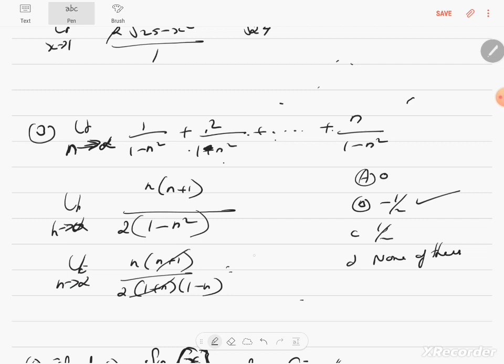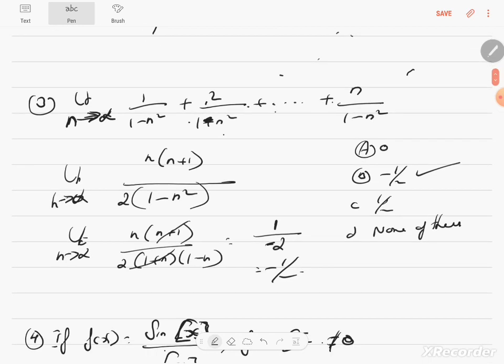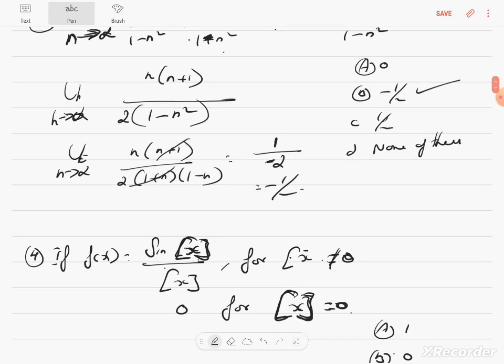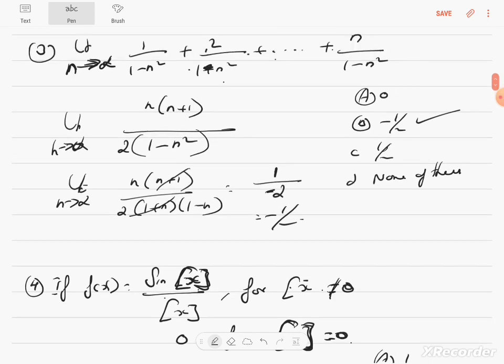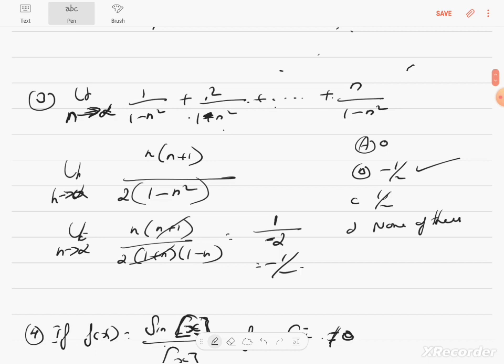There's a trick. Just write the coefficients of the highest powers, or in other words differentiate the numerator and denominator. If you apply L'Hopital rule, this will become 1, and when you differentiate the other you'll get minus 2. Or in other words you can take the highest power of the numerator and the highest power of the denominator and write it as the answer. In fact you shouldn't say differentiation. When n is tending to infinity, we just take the highest powers of the numerator and the denominator and write the answer. I hope it's clear. So let's go to the next.